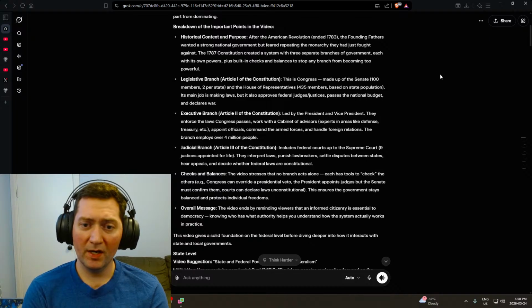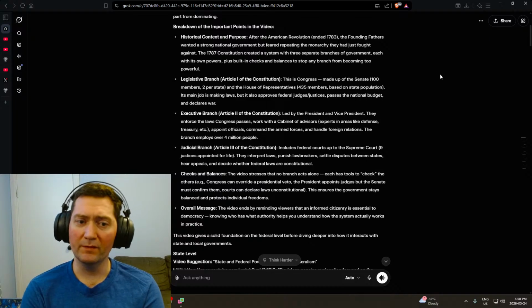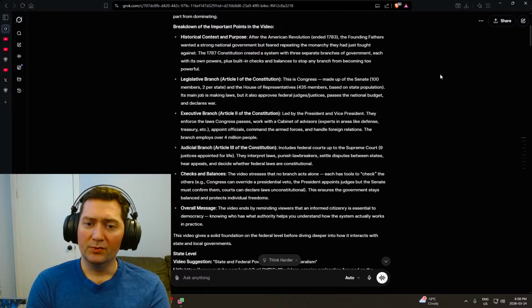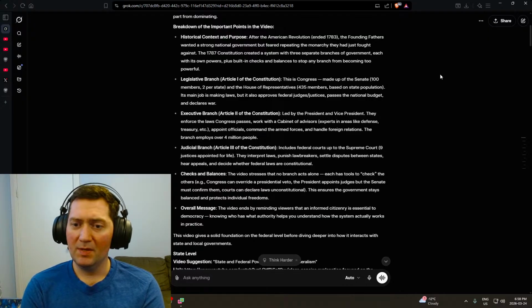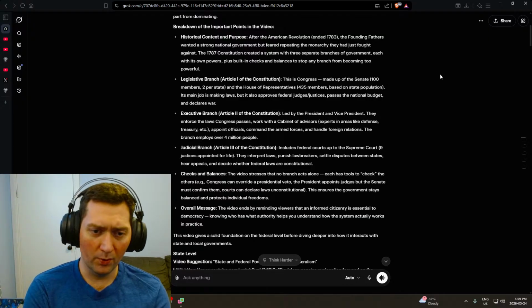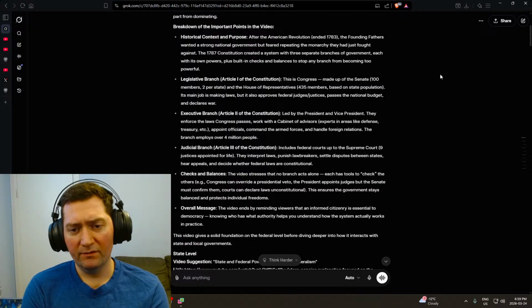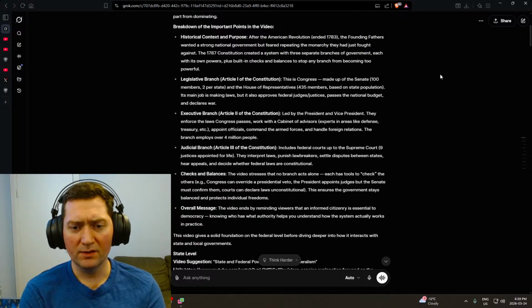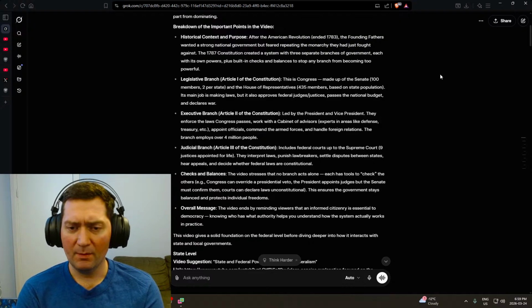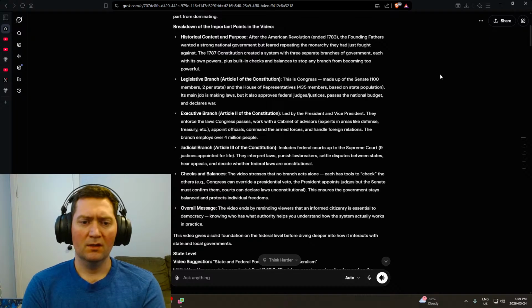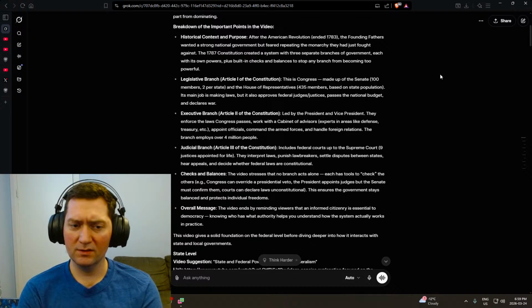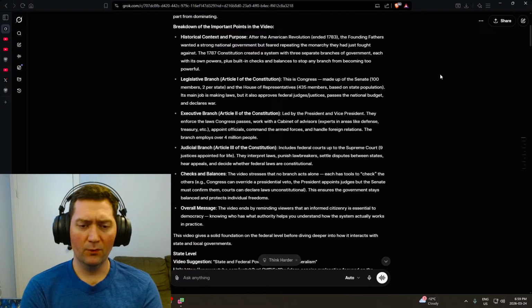The legislative branch, this is Congress, made up of the Senate and the House of Representatives. Its main job is making laws, but it also approves federal judges and justices, passes the national budget, and declares war. The executive branch, led by the president and vice president, enforces the laws Congress passes, works with the Cabinet of advisors, appoints officials, commands the armed forces, and handles foreign relations. The branch employs over 4 million people.